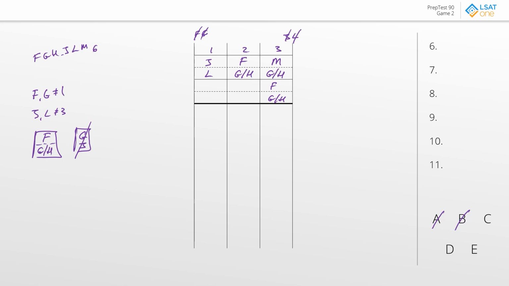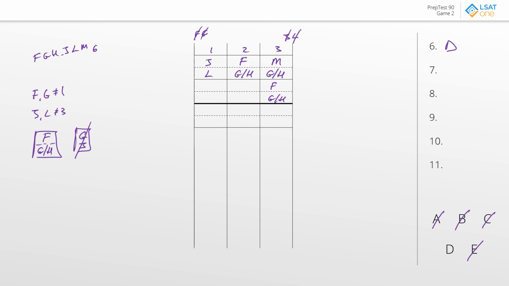So answer choice C conveniently gets disqualified there. F can't be with J. The other two, F, G and F, H, are good. And lastly, G and J don't play nice, and that gets rid of answer choice E. So that leaves us with answer choice D as the best answer to question number 6.